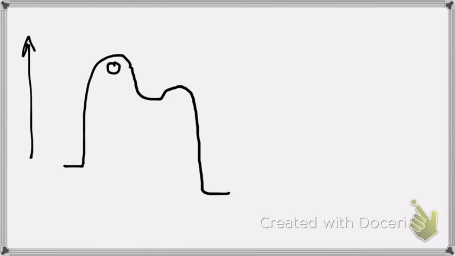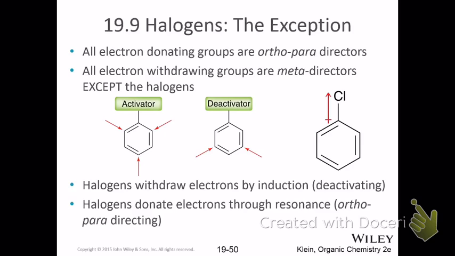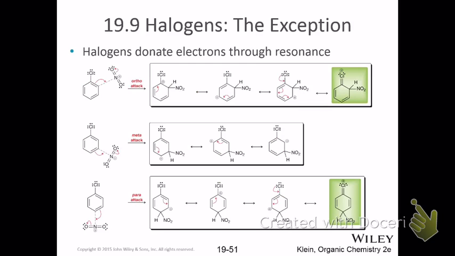So now we're going to go back and look at the meta attack. So in the meta attack, right, you notice in the ortho attack you have the extra resonance structure here. Right? Here you don't have the extra resonance structure. So what does that mean about the energy of that intermediate? It's going to be high, right?